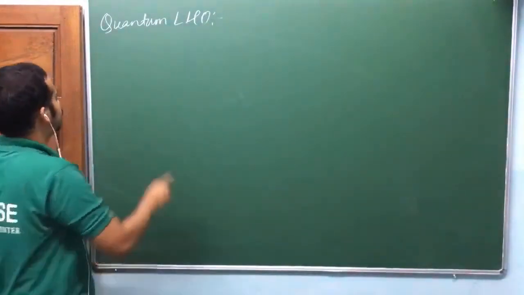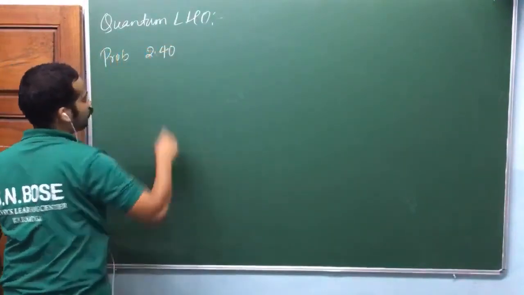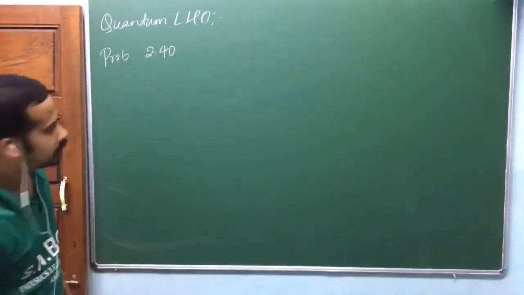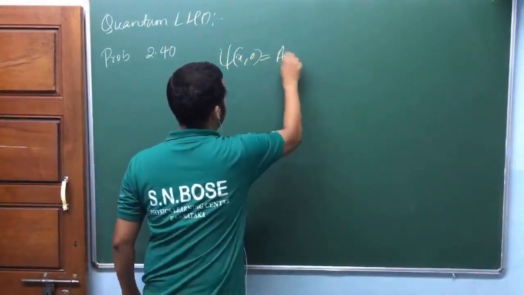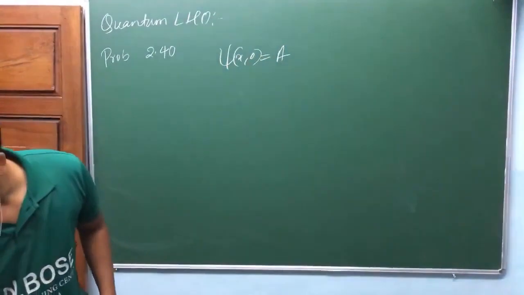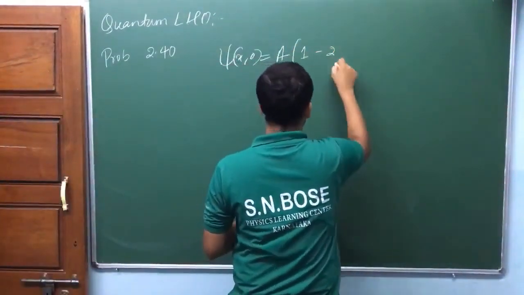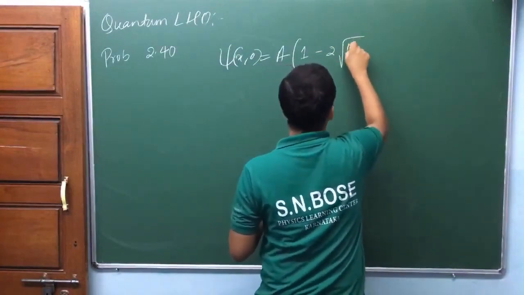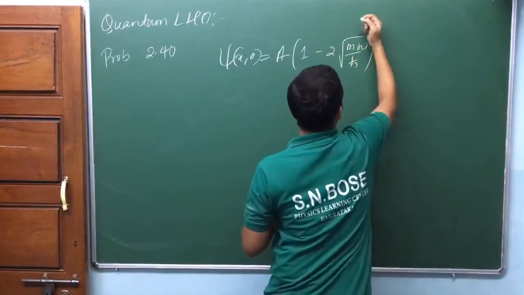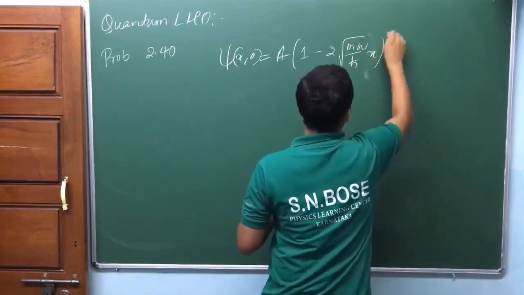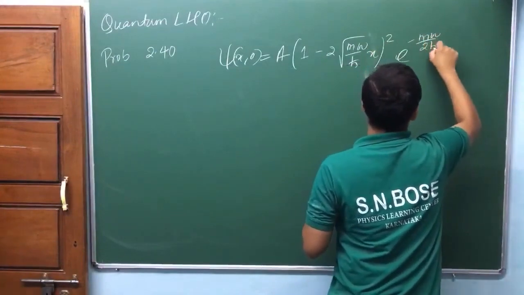2.40, okay? Quite lengthy problem. I got some idea, so try to do this. So psi of x comma 0 is equal to a into 1 minus 2 into root of m omega by h bar x into x, the whole square, e power minus m omega by 2 h bar x square.